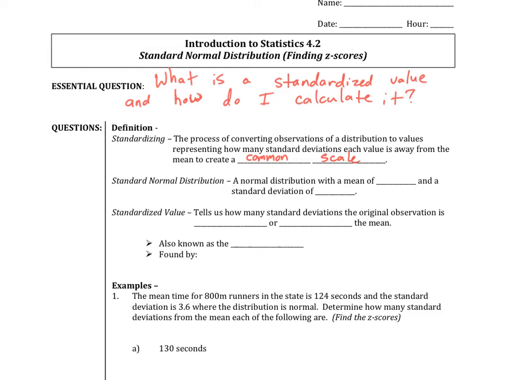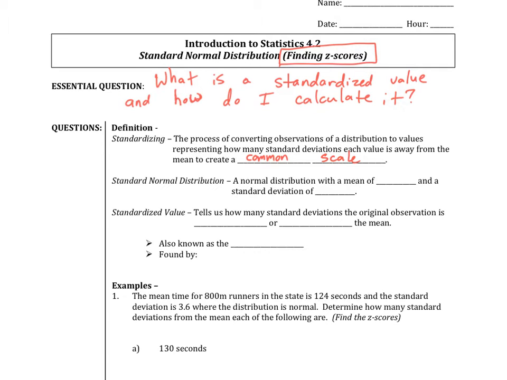All right, 4.2 is on standardizing normal distribution and finding z-scores. This is something you're going to do a lot in the next few sections and chapters. So what is a standardized value and how do I calculate it?